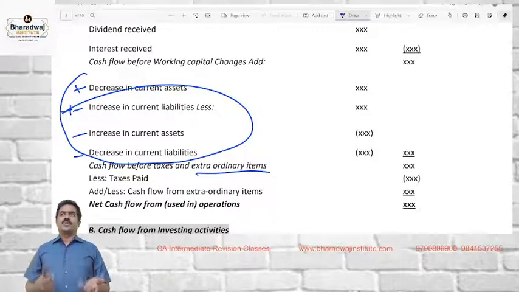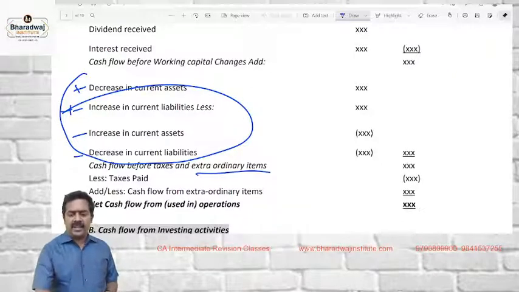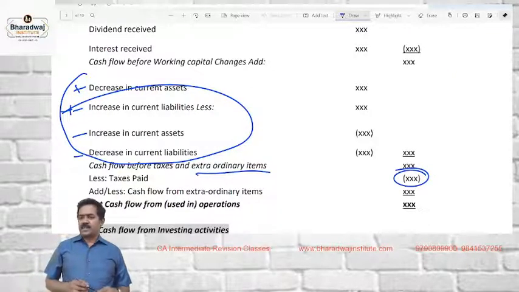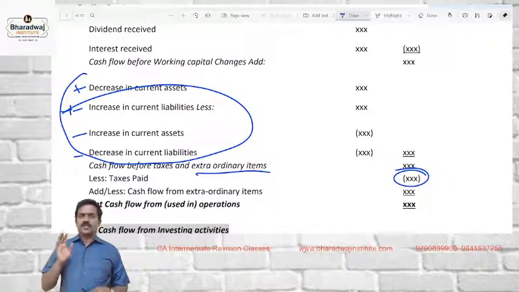Extraordinary items are unusual items that will affect your business. If there is any, you have to show it separately. Minus tax paid, minus what? Tax paid will give us what? Cash from operating activity. So this is the first part.